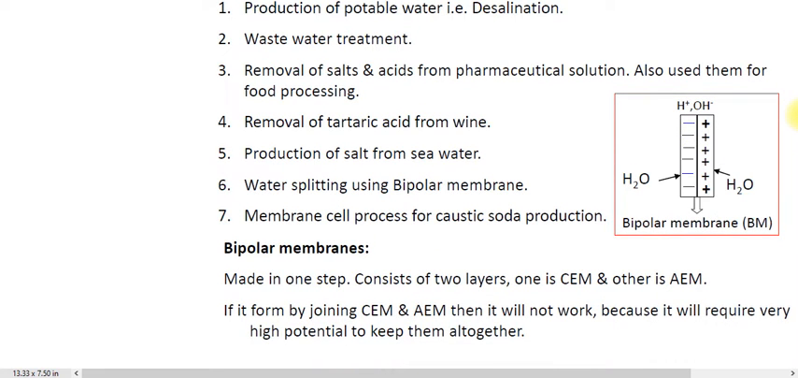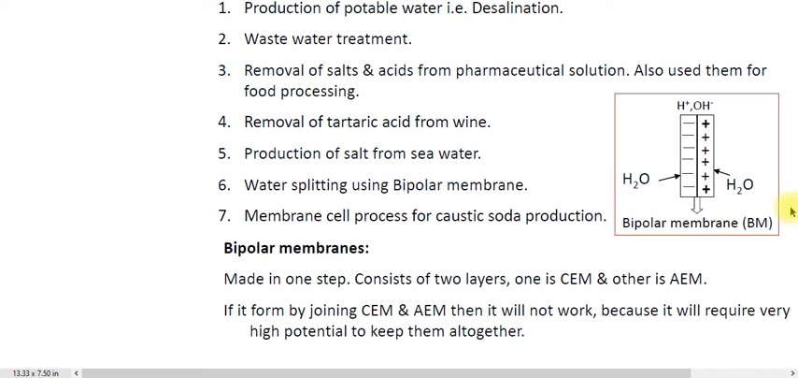Basically in a bipolar membrane you have two different charges at the opposite faces of the membrane. So one face is the anion exchange membrane, and the other is the cation exchange membrane. Here you have the negative charge, so it is a cation exchange membrane. Here you have the positive charge, so it is an anion exchange membrane. So when the different faces of the membrane have different types of charge, that is called the bipolar membrane.